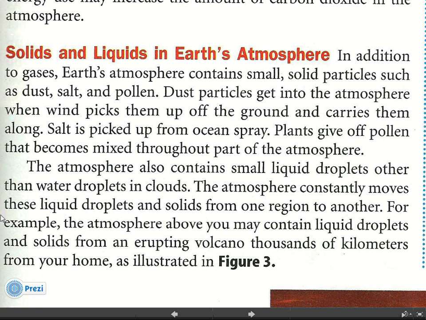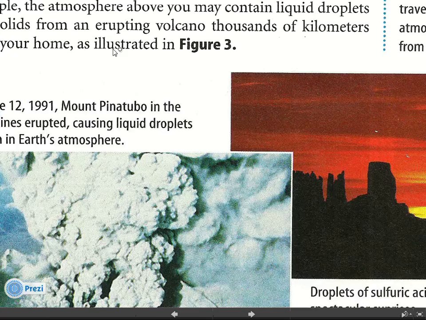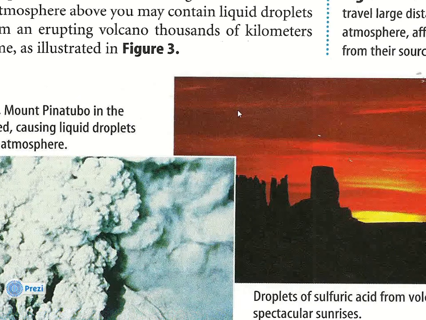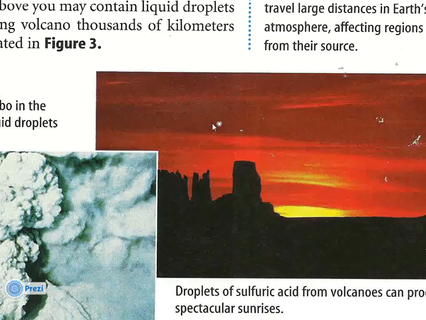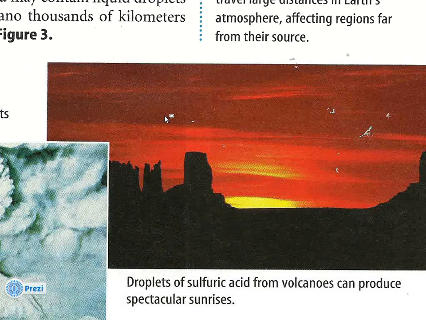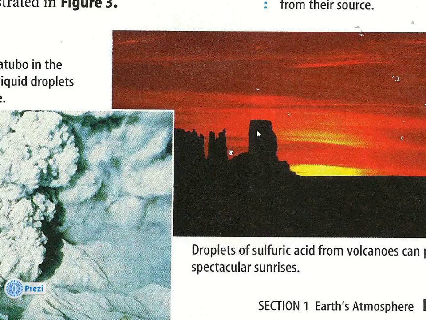The atmosphere constantly moves these liquid droplets and solids from one region to another. For example, the atmosphere above you may contain liquid droplets and solids from an erupting volcano thousands of kilometers from your home, as shown in figure 3. So that's what we saw at the beginning when you saw the beautiful sunset. That is the light from the sun refracting off the droplets of sulfuric acid in the atmosphere from a volcano such as this one.